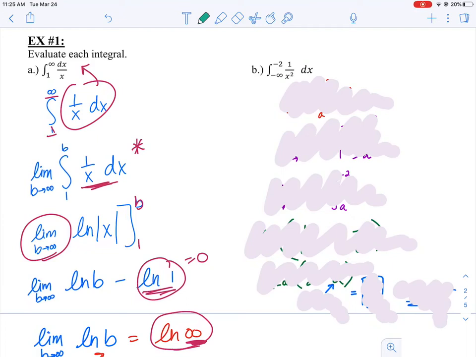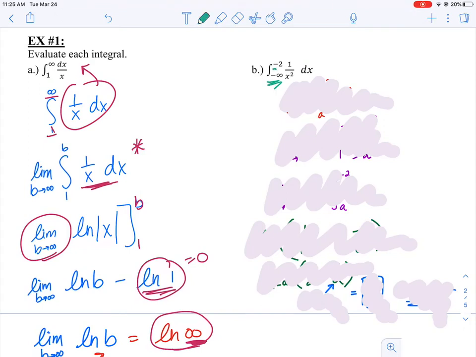All right, here's example number 1b from 16.4. So we just did number 1a and we saw that divergent integral where the area keeps growing and growing and growing. Let's do another example and see what happens. So I have this graph 1 over x squared, and I want to find the area underneath this graph from negative infinity to negative 2.